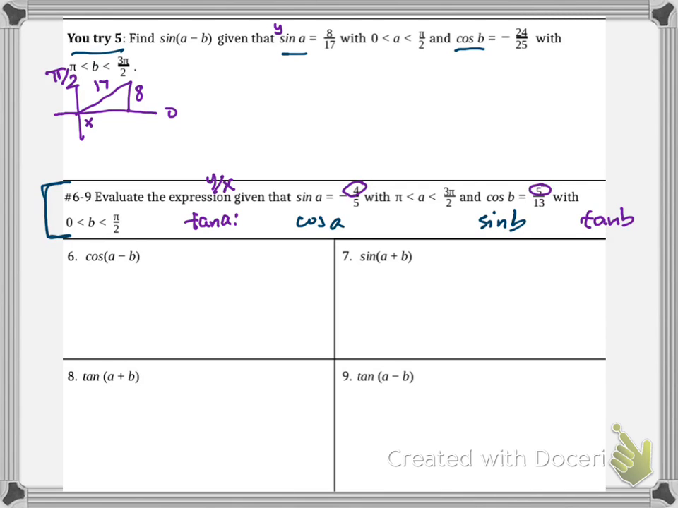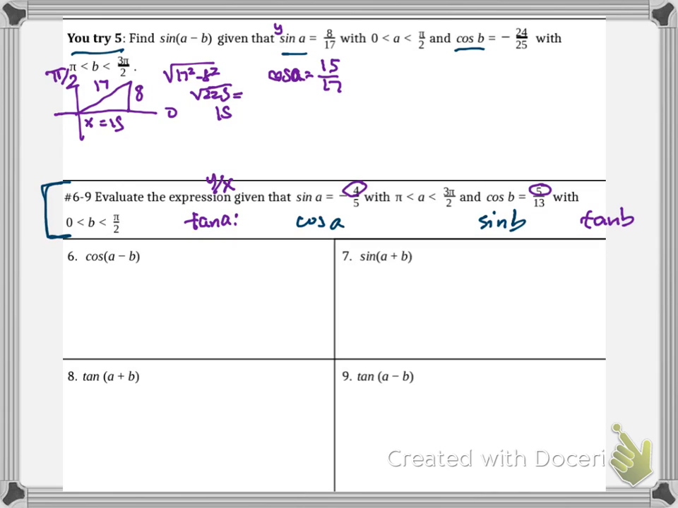x value here. So when you calculate this, you do 17 squared minus 8 squared, all under the square root, and so that becomes square root of 225, and so the x value is 15. So therefore, cosine of A is 15 over 17, and it's positive because it's in quadrant 1. So let's take a look at the next one.